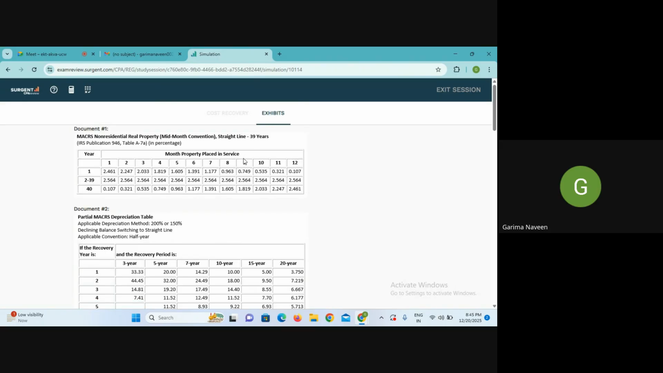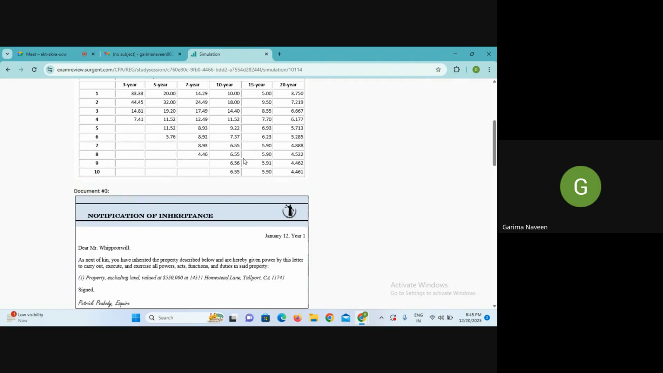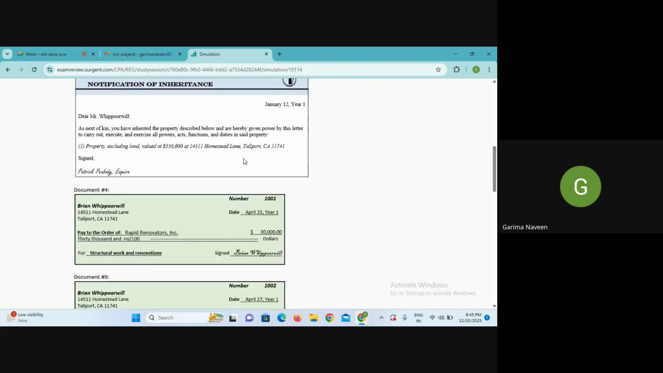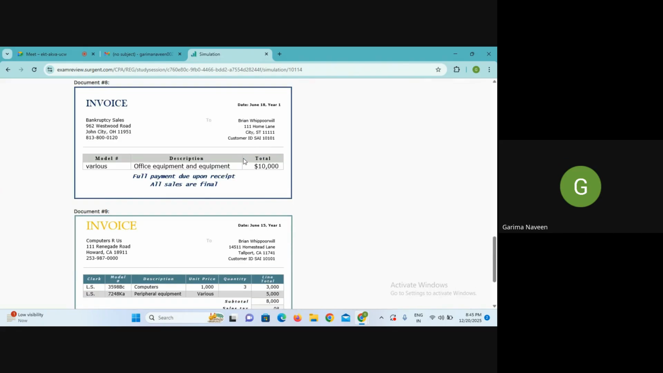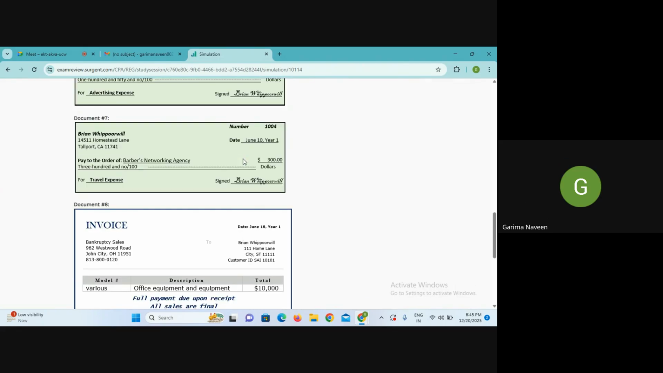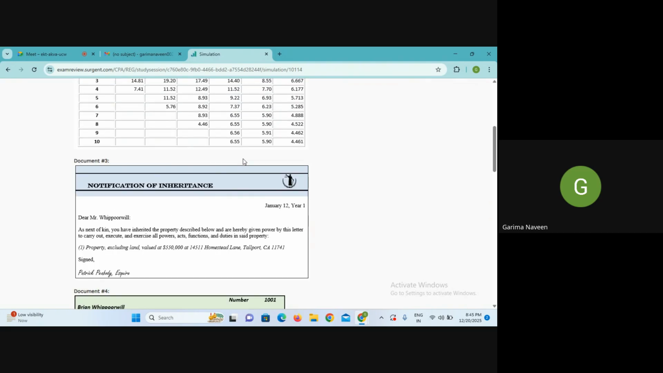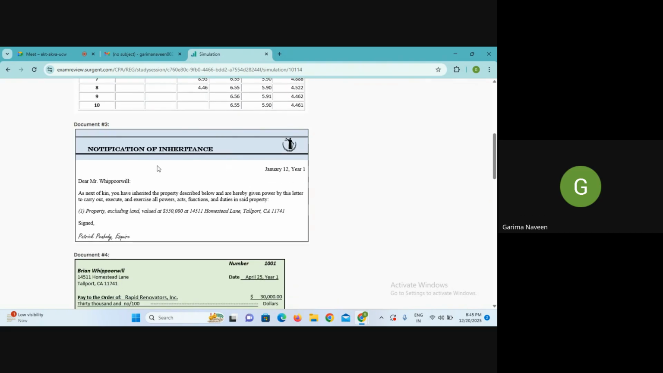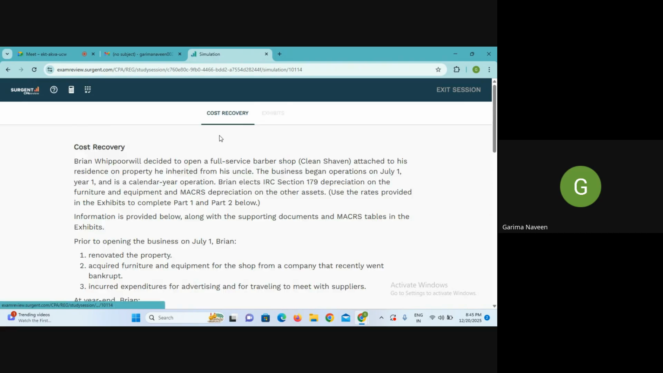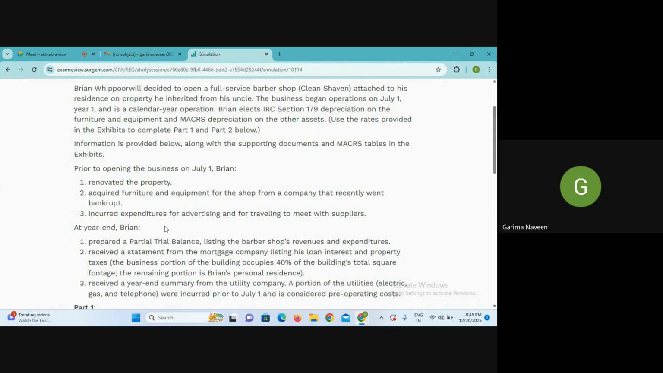So this is an exhibit. So this is a long simulation. Okay, so first of all, if you want to read this part again, then I can hold for 2 minutes. Yes, ma'am, I will just read once. Okay, sure, you can read.